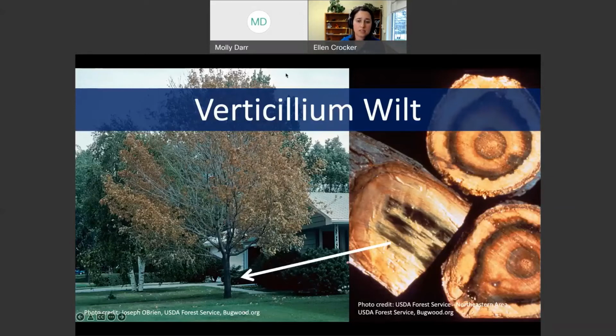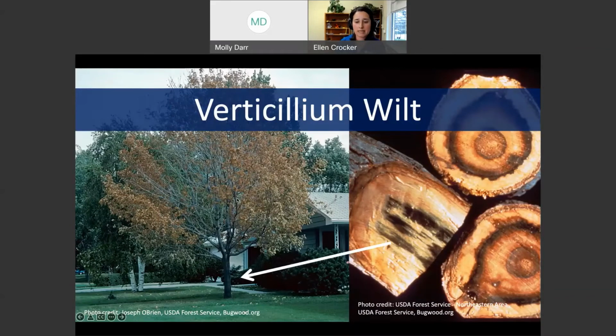Many other pathogens can cause different types of wilt by cutting off the flow of water in the xylem. So verticillium wilt impacts, there are actually several different species of fungi that cause verticillium wilt that, again, are going to be in that vascular system of the tree. And you're going to see those wilt symptoms.